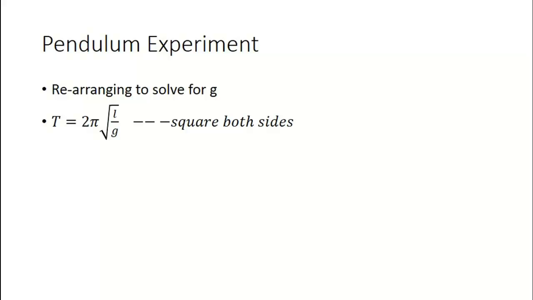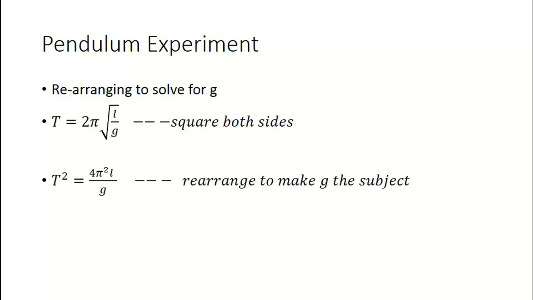So we've got period is equal to 2 pi square root L on G. T is our period, L is the length of our pendulum, including the length of any mass or mass carrier, to the center of the mass. G is the acceleration due to gravity, which we want to find out. Our first step is to square both sides. So I come up with an expression T squared is equal to 4 pi squared L on G. We then need to rearrange that to make G the subject. So we end up with an expression G is equal to 4 pi squared L on T squared.